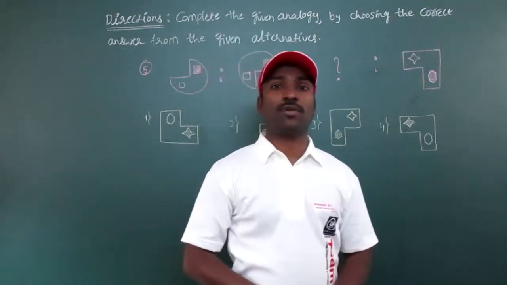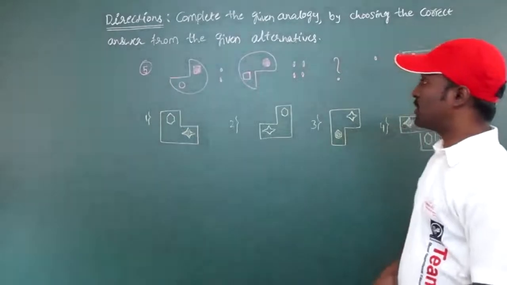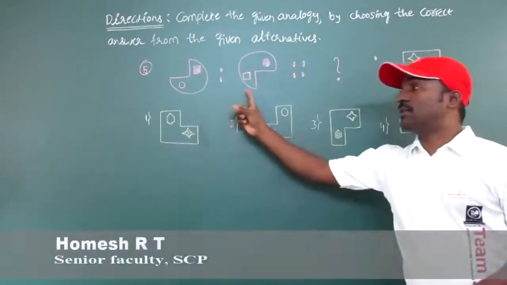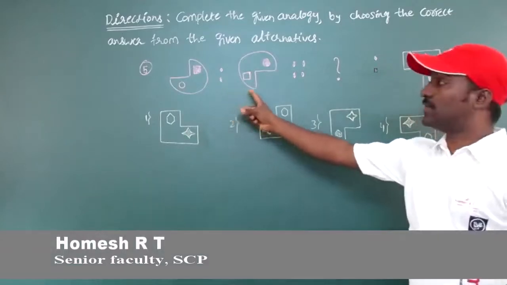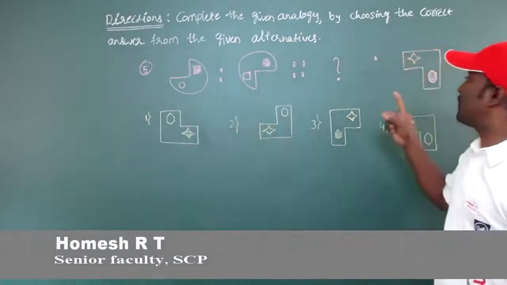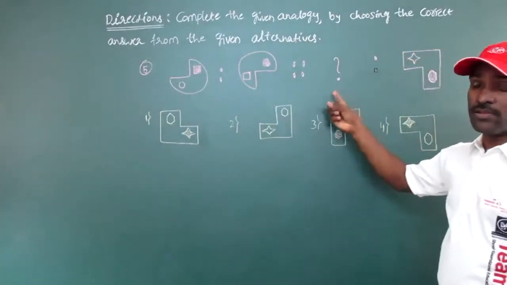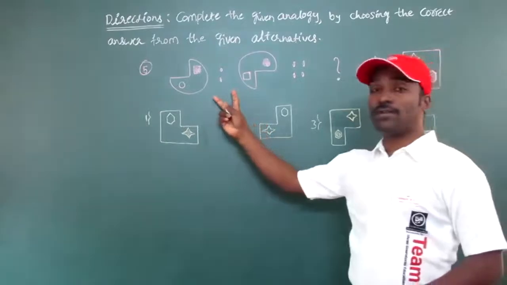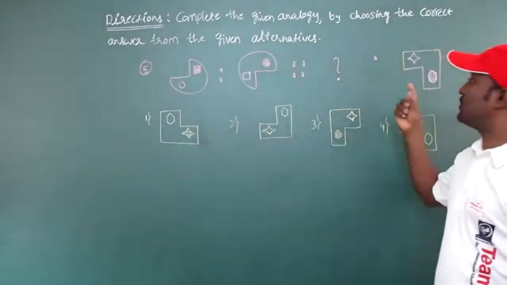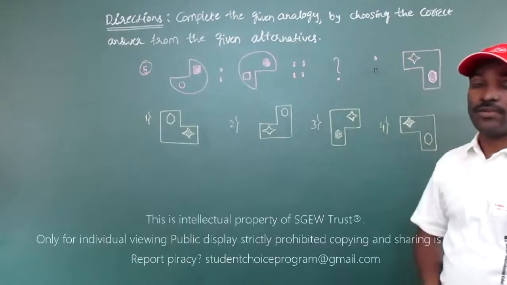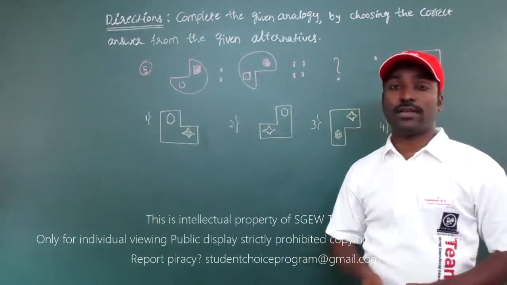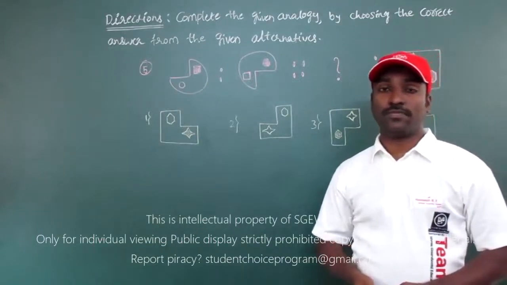Well friends, here is problem number 5, and yes, it is based on figures. We have to find the relationship or analogy between these two figures and then use the same analogy to find this missing figure. So observe these two figures, find the analogy between them and use the same analogy to find the missing figure. I will give 5 minutes so that you can try this example and then I will solve this.